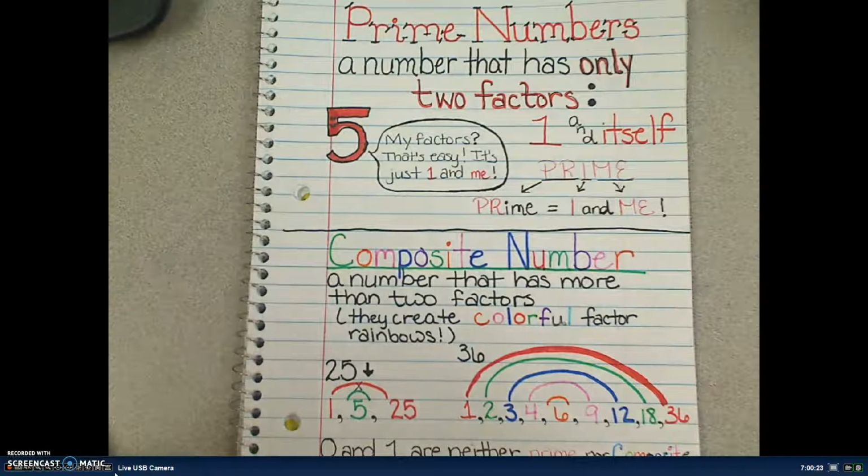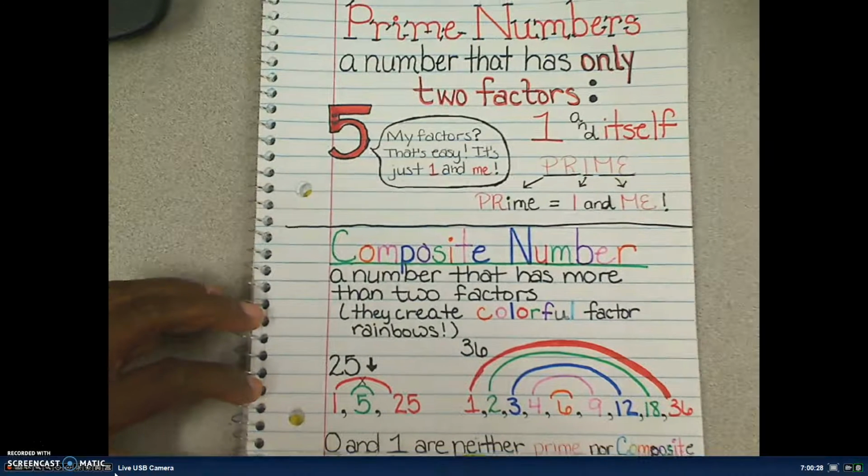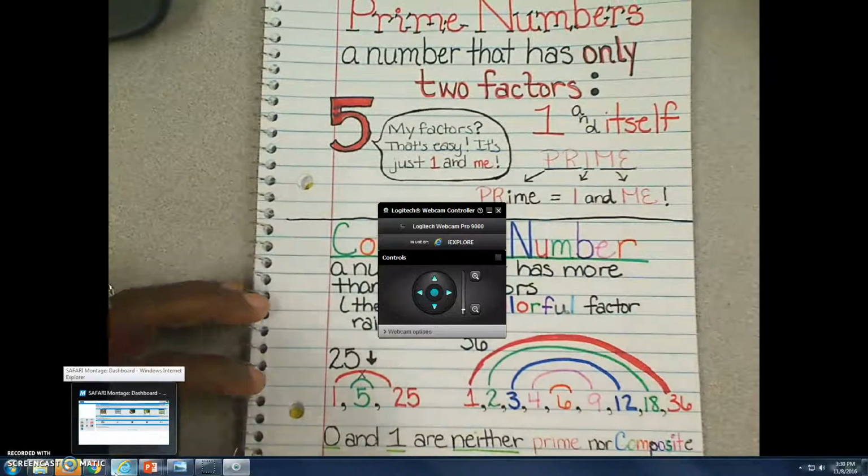Prime numbers and composite numbers. Okay, so here's the notes that you should have copied in your planner yesterday. If you didn't get it, you can go ahead and pause and do that now.